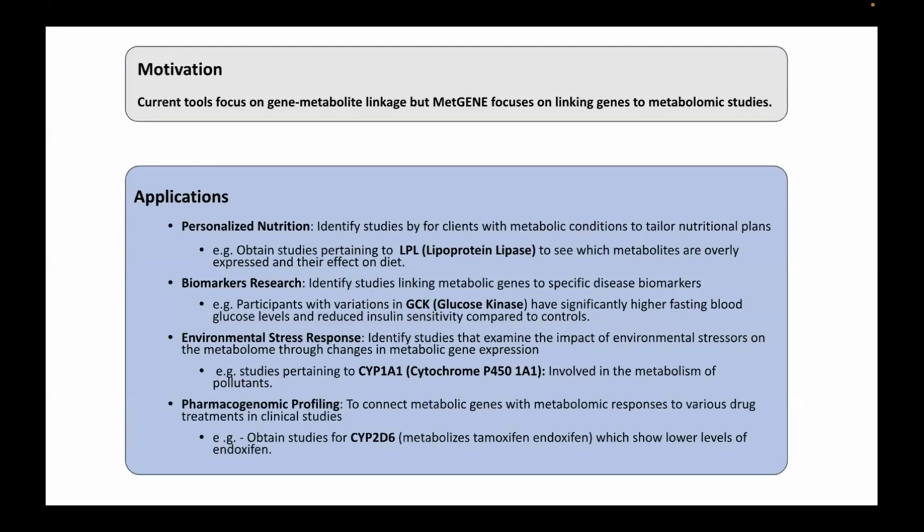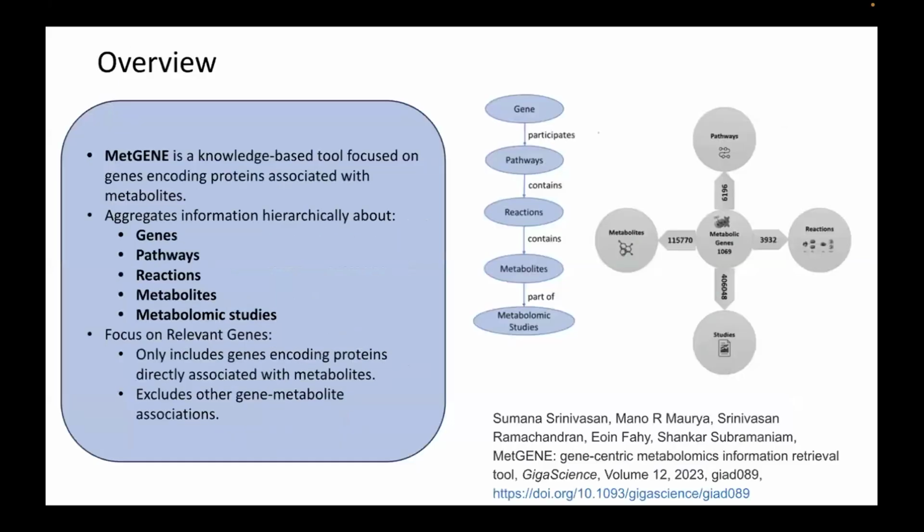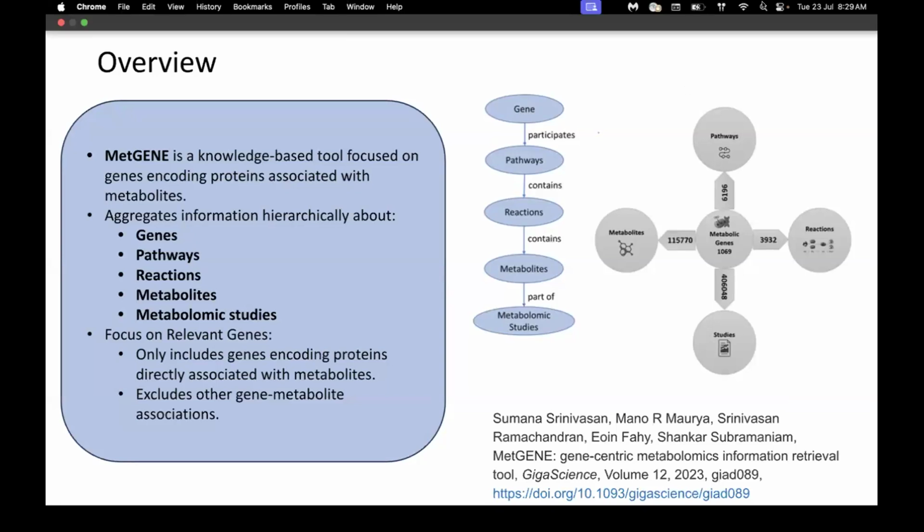So having motivated the need for linking genes to metabolomic studies, now let us see how the tool works. As I mentioned, it is a knowledge-based tool focused on genes encoding proteins associated with only metabolites. We are not covering the entire gene set, but only focusing on the metabolic genes. I say a knowledge-based tool because the way the metabolomic studies are accessed when a gene term is given is that gene participates in pathways.